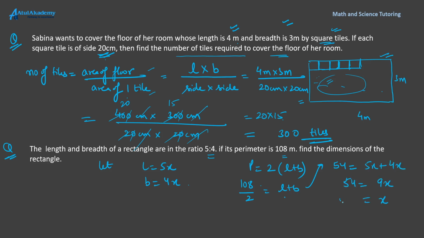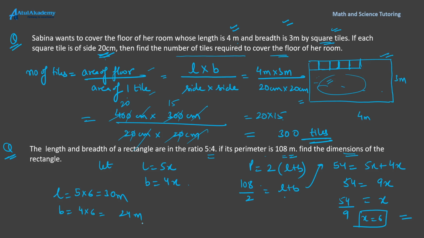So the value of x comes out to be 54 divided by 9, which is how much? 6. X we got as 6. Now that we have x as 6, I can find the length and breadth. Dimensions are only the length and breadth. So what is length from here? 5 into 6, which is 30. Units are meter because perimeter is given in meters. Breadth is 4 into 6, 24 meter.